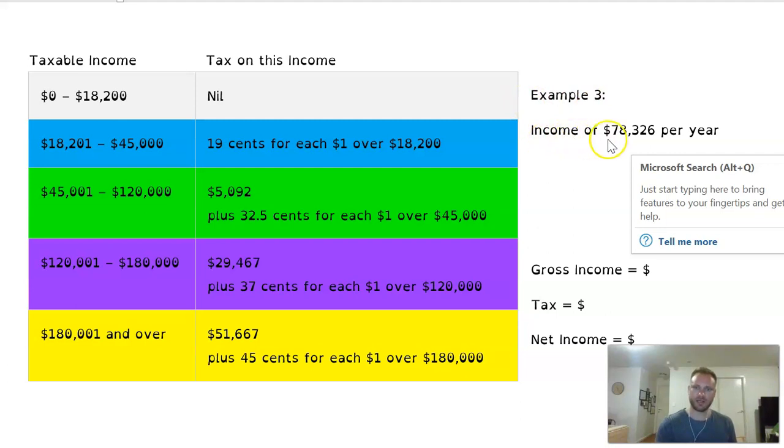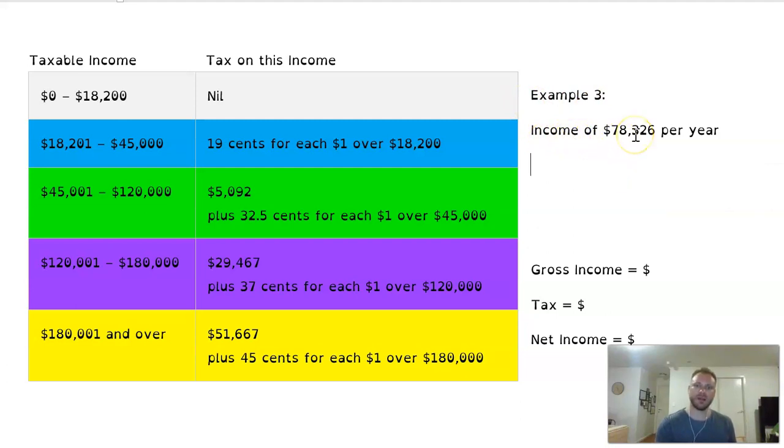Now let's look at example 3. So this time we've got an income of $78,326. So $78,326 per year. So now we're starting to go with numbers that aren't dead even. So it's where we really need the calculator just to make things that bit easier.